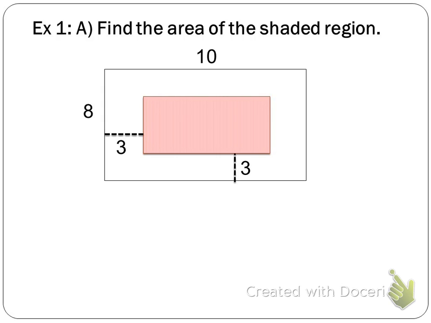It says, find the area of the shaded region. So in your notes, you have the same picture, but it's not labeled, so I'll give you a second to label it. All right, so if you're looking at this, we have a big rectangle, right? It's 8 by 10. Then we have a little rectangle that's inside. It looks like it's 3 units from each of the edges.